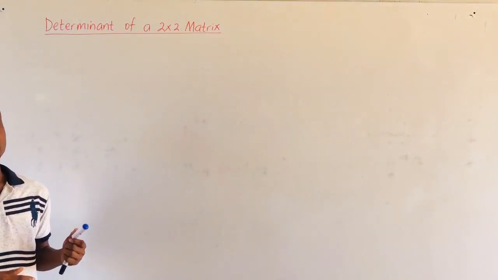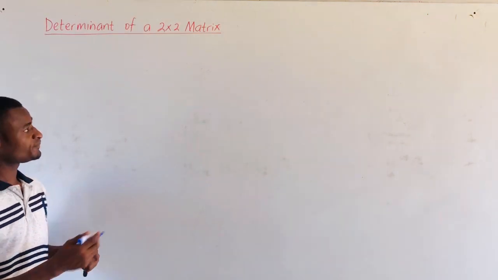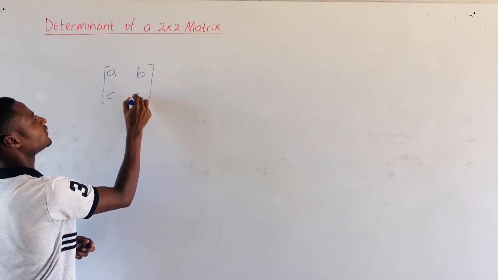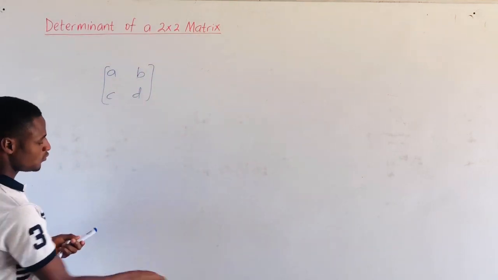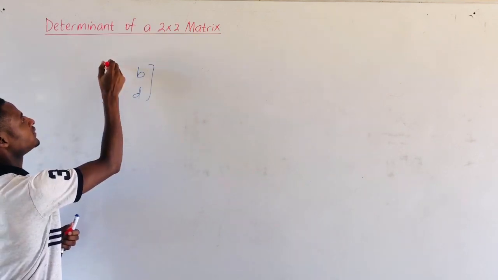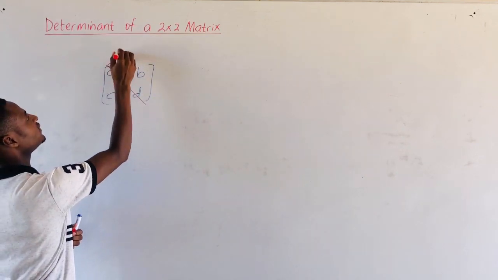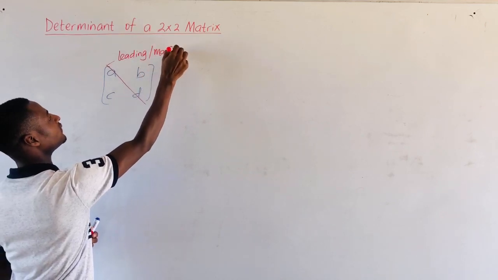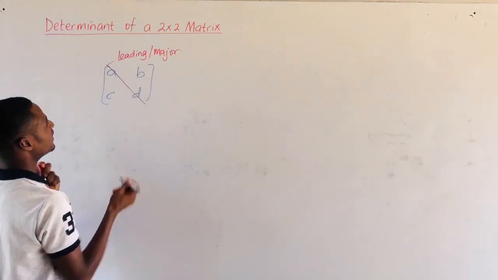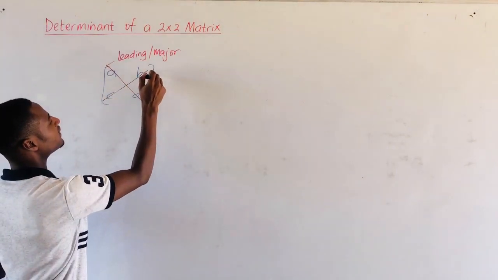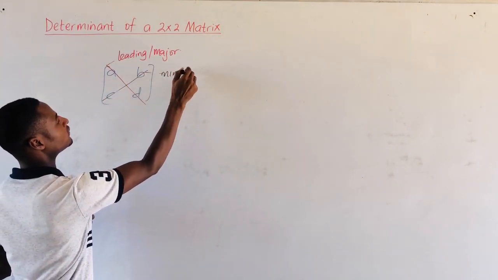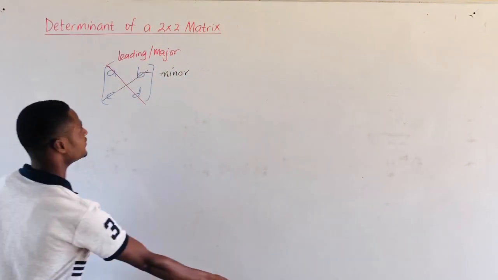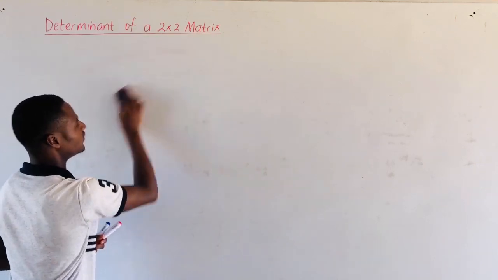We will start with the determinant of a 2 by 2 matrix. A 2 by 2 matrix is of this form. It is a square matrix where there are two diagonals. The first diagonal is called the leading or the major diagonal, and then the other diagonal is called the minor diagonal. The determinant of a 2 by 2 matrix of this form.